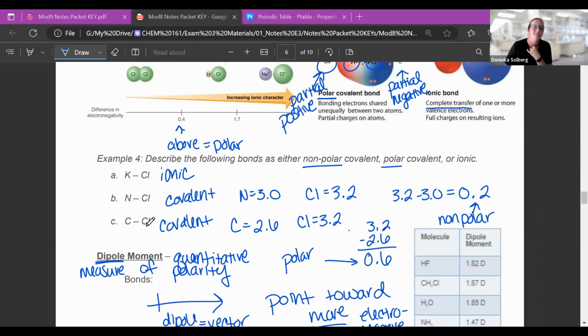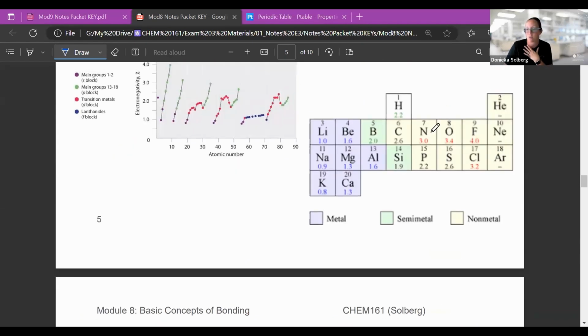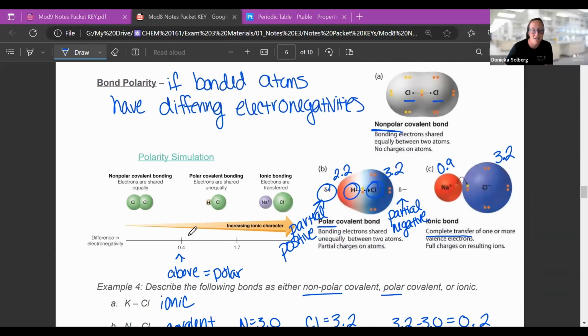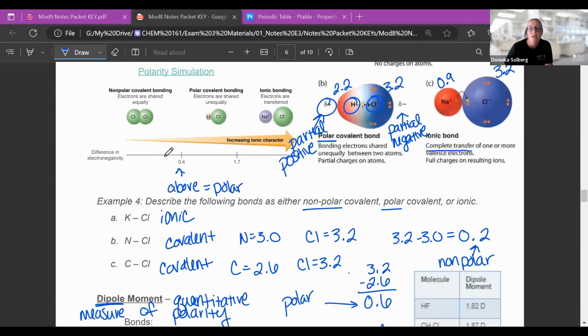Now, NCl and CCl, we know they're both covalent. They're two nonmetals bonded to each other, but are they polar or nonpolar? Well, N and Cl, they do have different electronegativities, right? N has a 3 and chlorine has a 3.2, but that's only a difference of 0.2. So while chlorine may hog the electrons just a little bit, they're sharing pretty equally. So remember, anything under roughly 0.4 is going to be nonpolar. So even though these are two different nonmetals, it is considered a nonpolar bond.